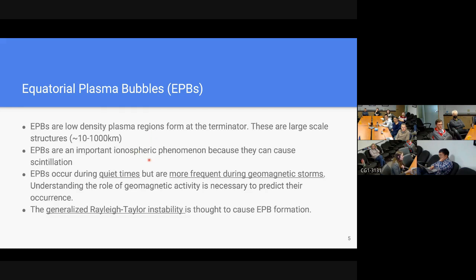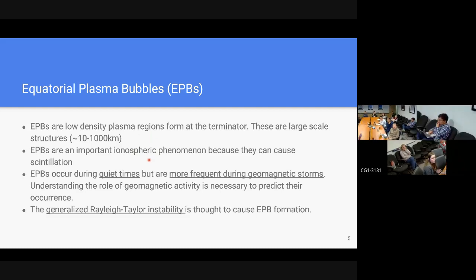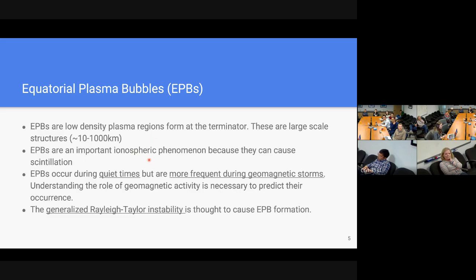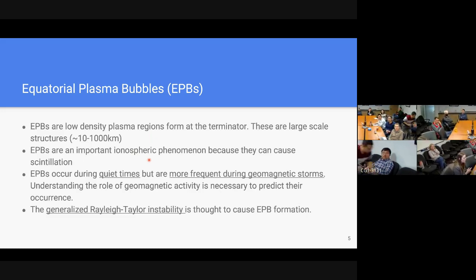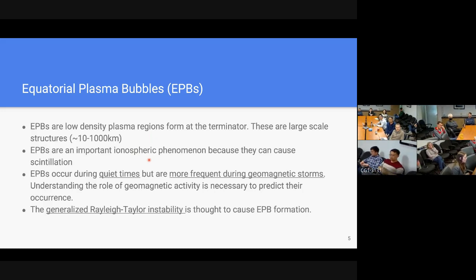They're a really big source of interest in terms of ionospheric irregularities, because of the impact they can have on communication. Since EPBs are low-density plasma regions, they can cause GPS scintillation and also interrupt radio signals. Since this can interrupt communications and navigation, which are particularly important for agriculture and for scientific research, obviously people want to be able to understand what causes these and how we can ultimately predict them.